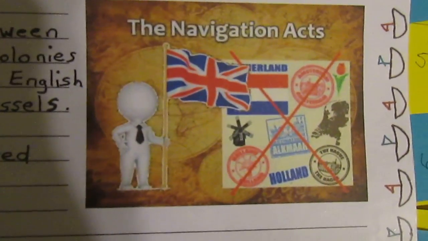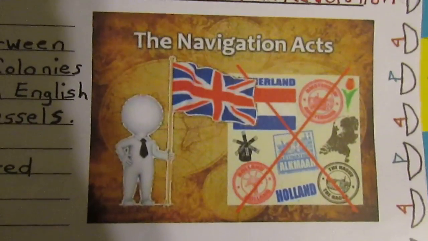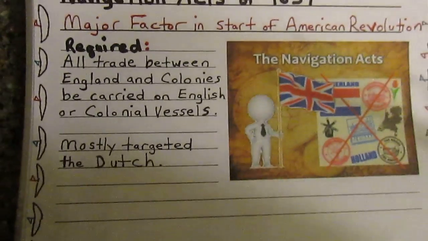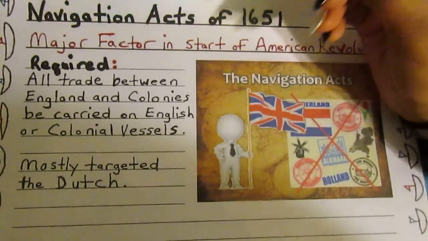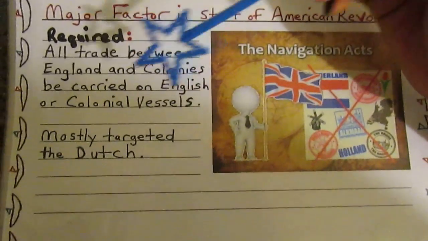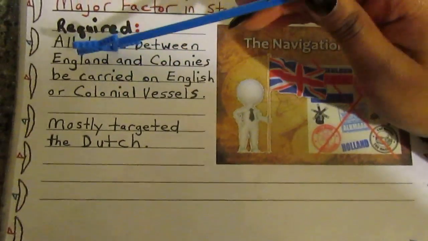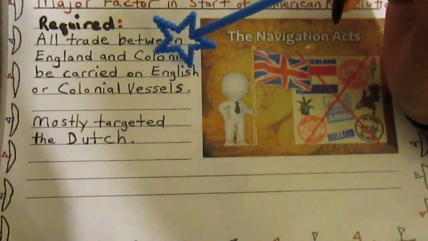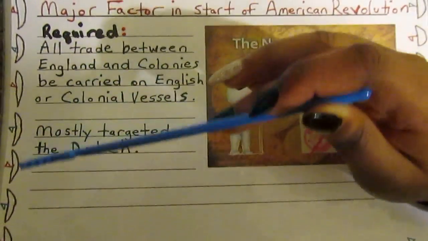The Navigation Acts were a series of acts designed to get money from the colonies for England. And they were major factors in the start of the American Revolution, and they required that all trade between England and the colonies be carried on English or colonial vessels, and it mostly targeted the Dutch.